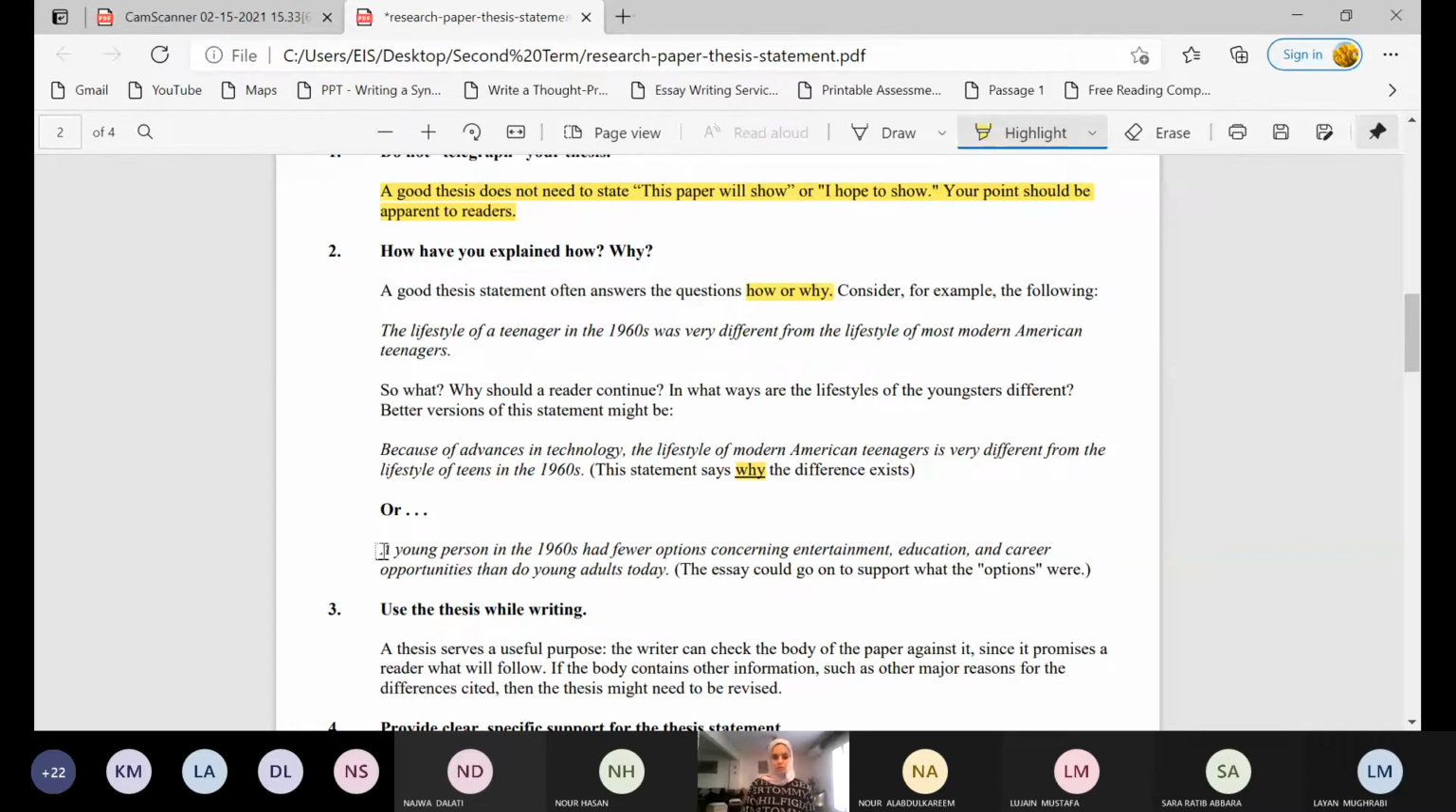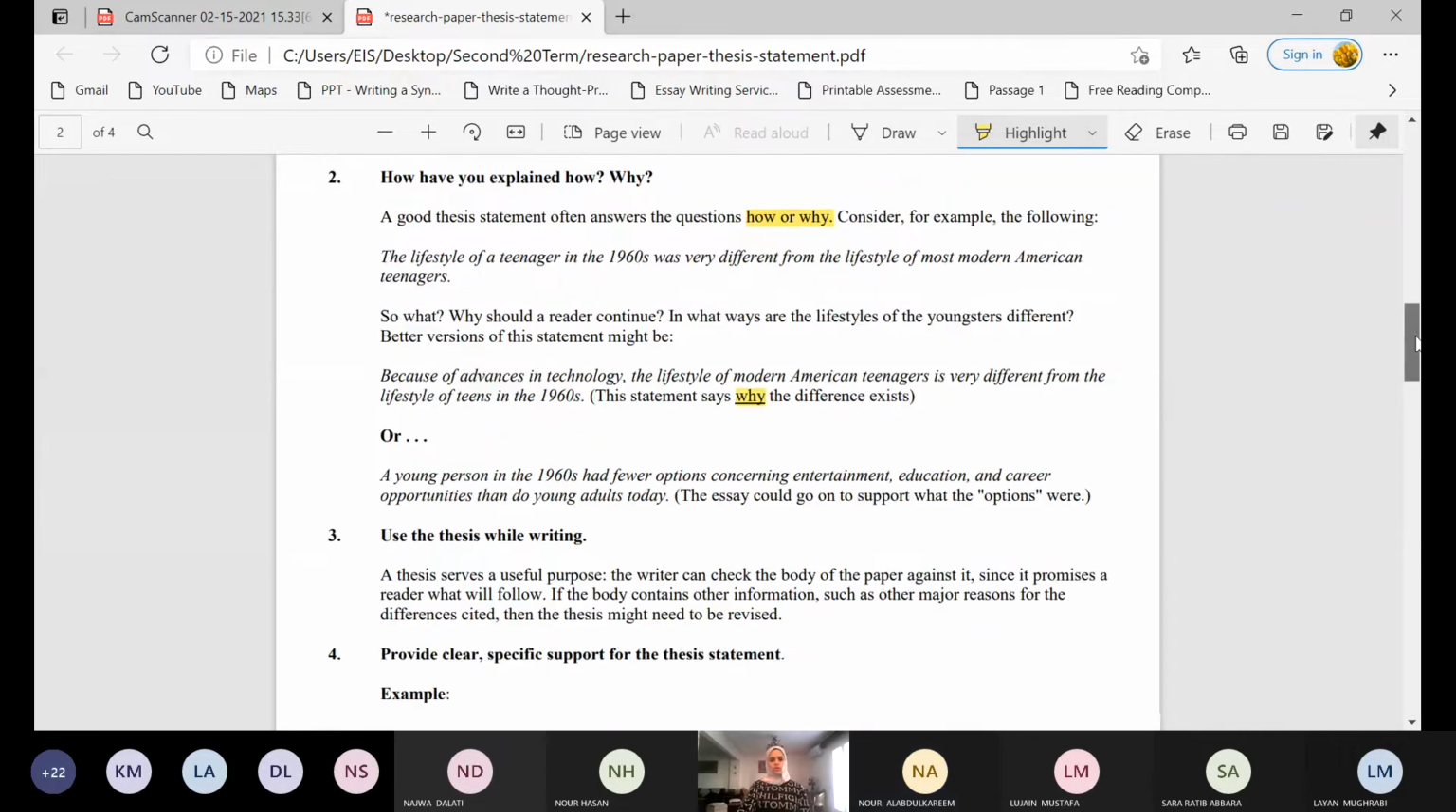Or we can form it in another way: a young person in the 1960s had fewer options concerning entertainment, education, and career opportunity than do young adults today. This essay could go on to support what the options were. Yes, thank you, Noor.